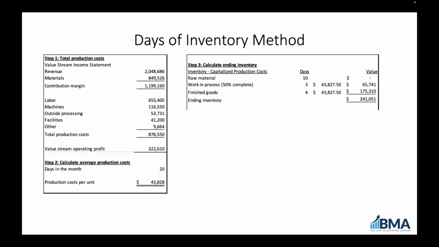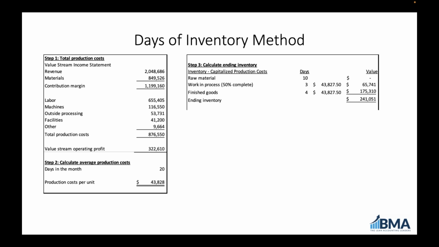The next step, what's your ending inventory look like in terms of days of inventory? So you have raw material, 10 days. Work in process, you have 3 days, and on average, that's 50% complete. Finished goods, you have 4 days of inventory. So you simply take the production costs per day and multiply that by the number of days. So you take 3 days of WIP times the 43,828 and multiply that by 50%, and you get 65,741.